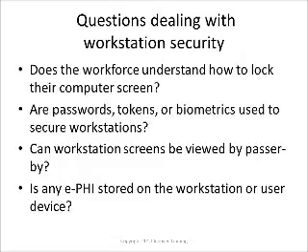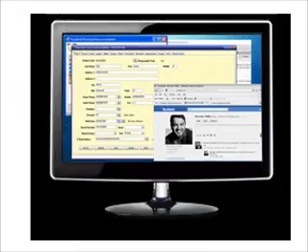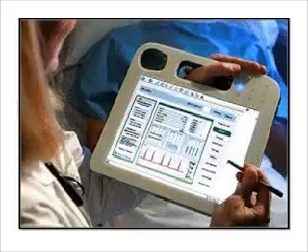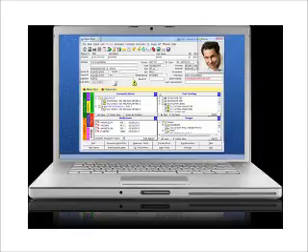So here are some questions to ask when dealing with workstation security. Does the workforce understand how to lock their computer screens? Are passwords, tokens, or biometrics used to secure workstations? Can workstation screens be viewed by people walking by? Is any electronic protected health information stored on a workstation or user device that is located outside the entity, such as someone's laptop or tablet?